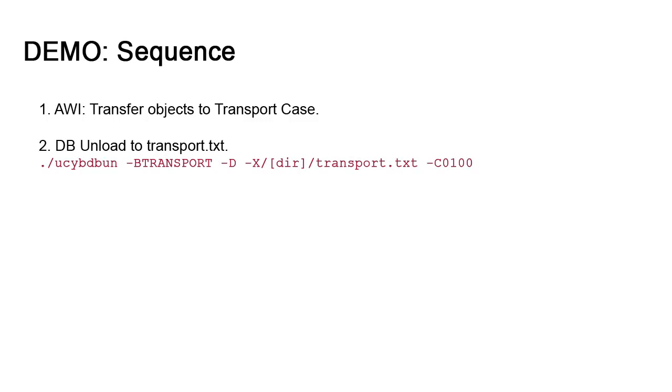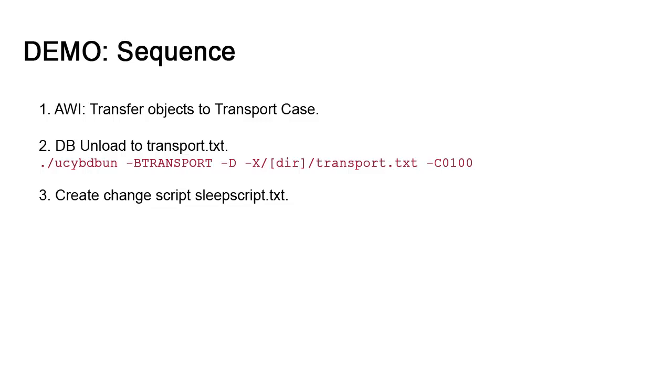This is the sequence we're going to follow. First, we have a small number of dedicated jobs objects for this demo. We'll copy those objects to the transport case in AWI. Then we'll unload the transport case using the -b transport option. We'll also use -d to clear out the transport case, -x to output our file, and -c for the client number. Before we can do anything, we need a script.